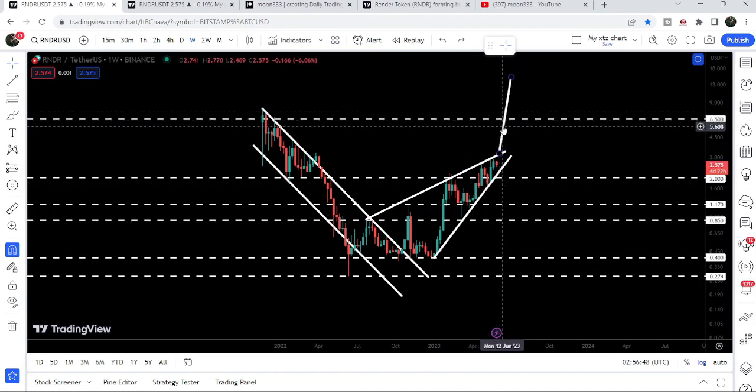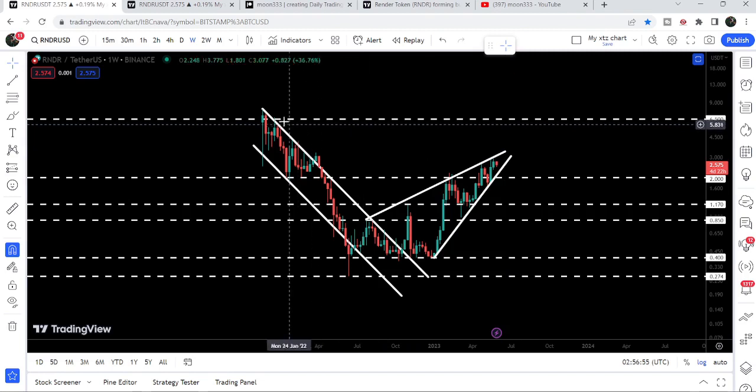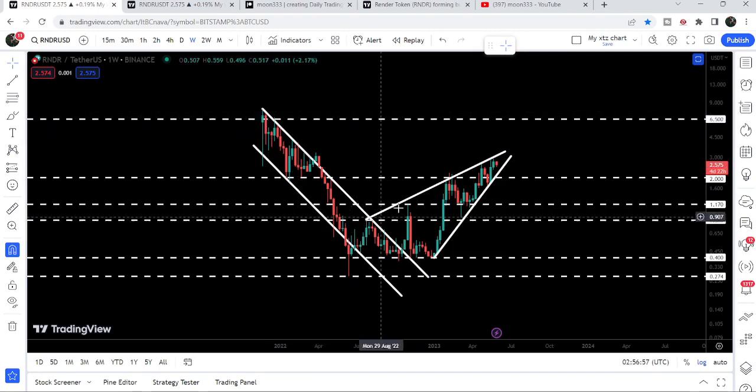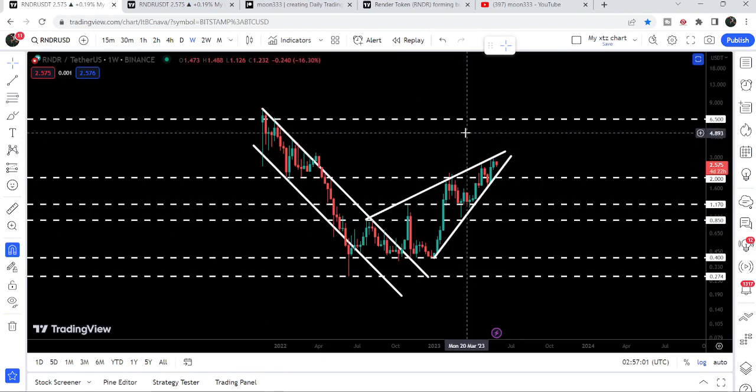Therefore, in my point of view, there is a very high probability that the price may break out this resistance of the rising wedge pattern and hit the target for this down channel, and then it can hit the target for this rising wedge pattern as well. So this was the update so far.